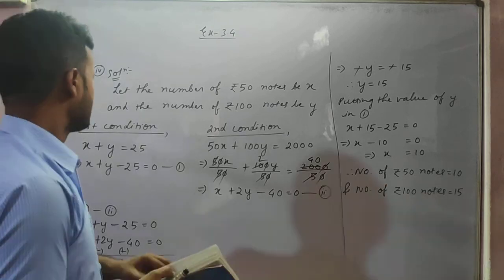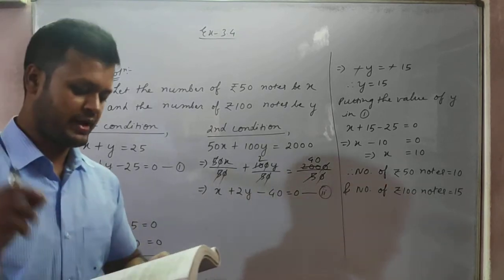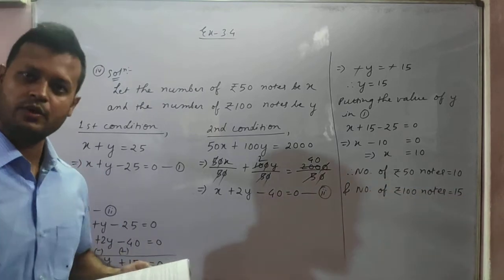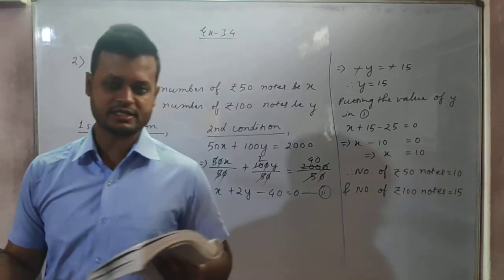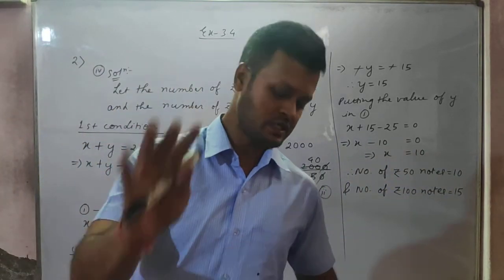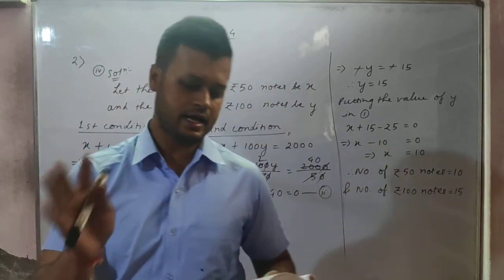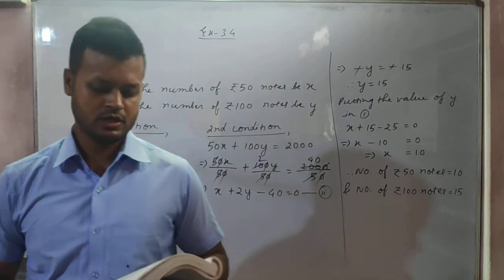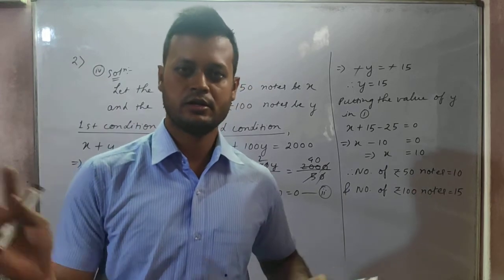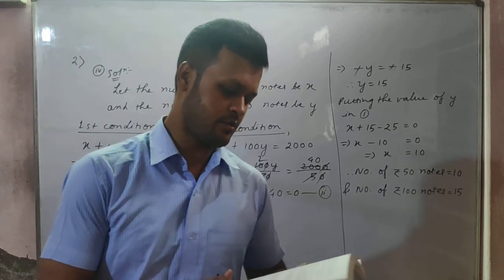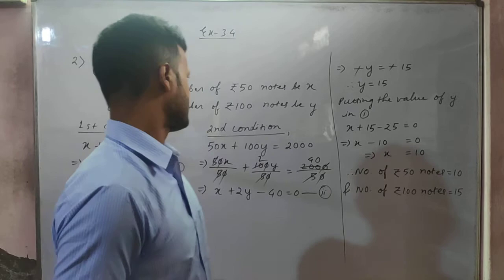So students, let us see this sum. Meena went to the bank to withdraw rupees 2000. She asked the cashier to give her rupees 50 and rupees 100 notes only. She said that I want only rupees 50 and rupees 100 notes. Meena got 25 notes in all. Find how many notes of rupees 50 and rupees 100 she received.